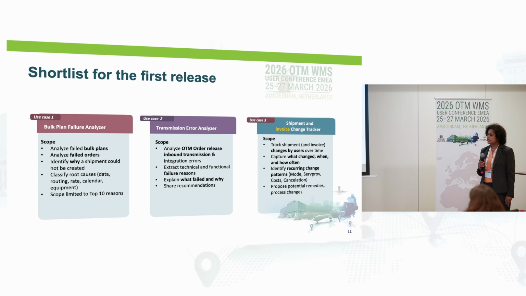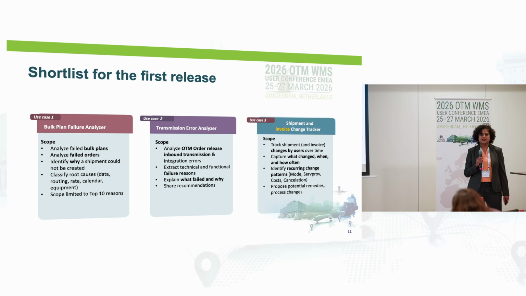In the first release, we chose 3 use cases. The first is the Bulk plan failure analyzer. Now Carol does not get an opportunity to blame the system, because the OTM AI agent will tell her exactly what she needs to do, and she can do that quickly. There are more details coming for the use cases, but it's just a teaser.